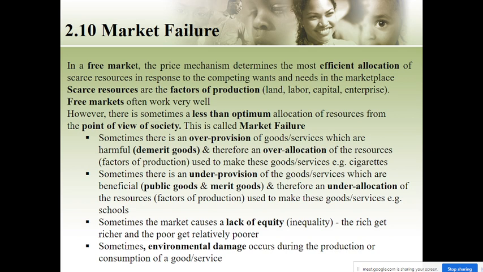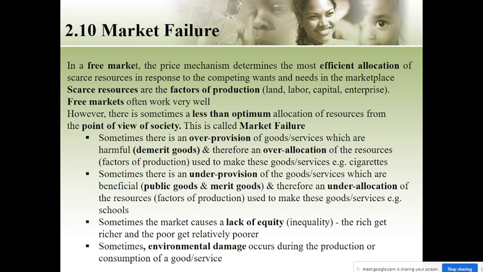It is the responsibility of the government to provide enough resources to any producer so he can produce what the customers need, so customers can buy, and this process continues. Scarce resources are the factors of production, as we already discussed: land, labor, capital, and enterprise. However, there is sometimes a less than optimum allocation of the resources from the point of view of the society. This is called market failure.